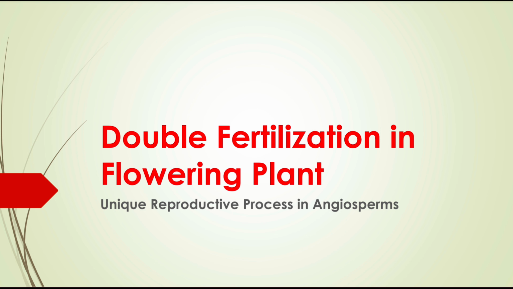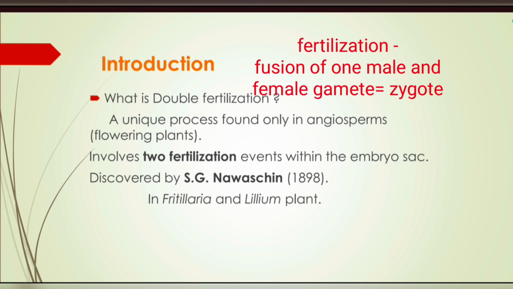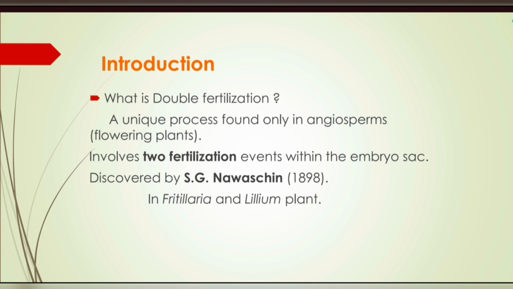Today we will learn about double fertilization, which is a unique reproductive process found in angiosperms. We have already learned that in animals, fertilization usually involves fusion of one sperm and one egg to form a zygote. But in angiosperms, or flowering plants, one male gamete is not enough. They use two sperm cells to fertilize two different things in the same embryo sac.